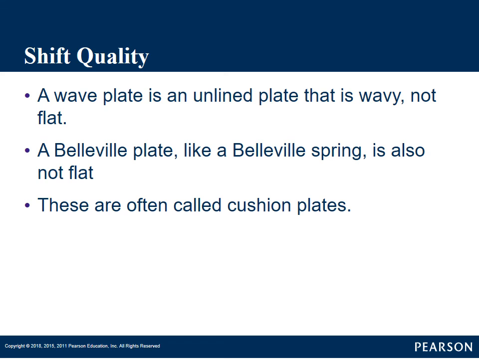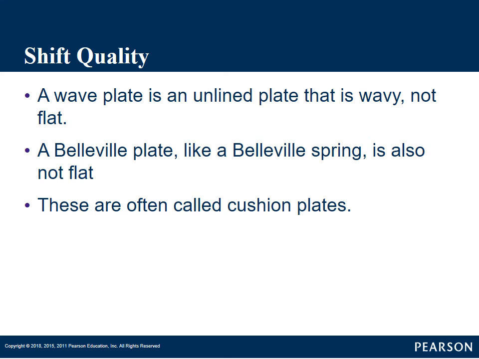It takes more pressure to compress a waved or bevel plate, or more time. So we use those waved or beveled plates so that the clutch pack applies slower and smoother. These are often called cushion plates. We do this so we don't get a real harsh engagement.